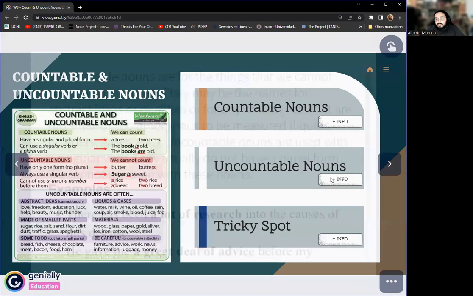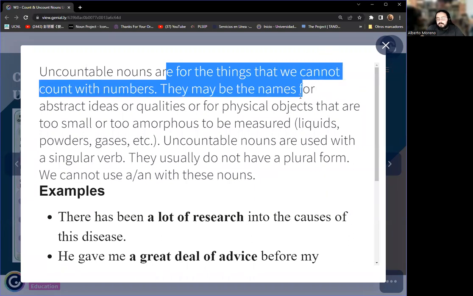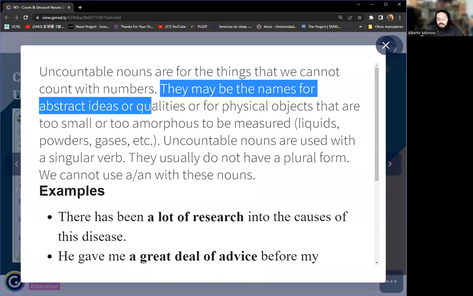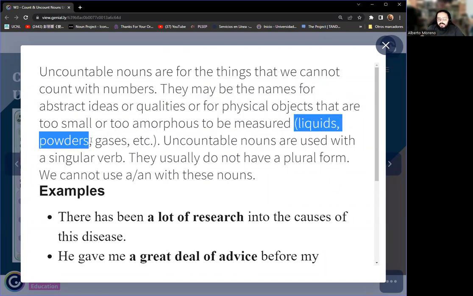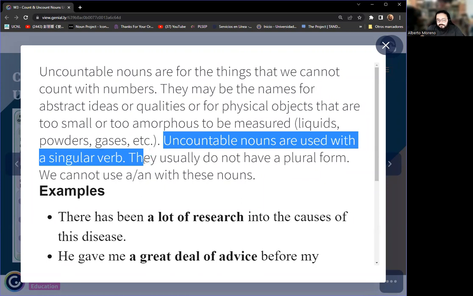And well, the uncountable nouns are for the things that we cannot count with numbers. They may be the names for abstract ideas or qualities, or for physical objects that are too small or too amorphous to be measured. For example, liquids, powders, gases, and so on. Uncountable nouns are used with singular verb.